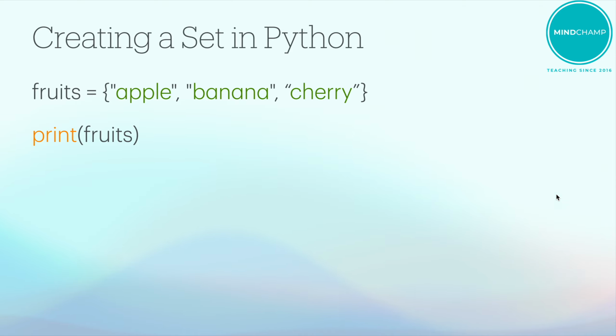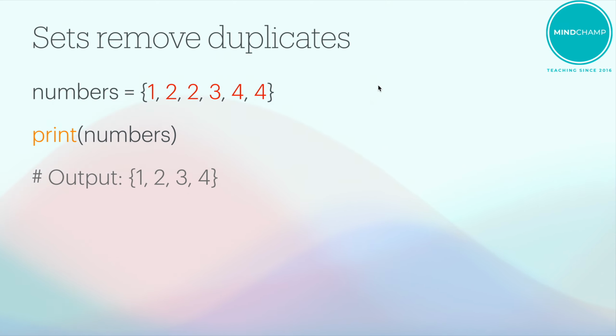Here's how you create a set in Python. Just use curly brackets and you're good to go. It's your normal list but with curly brackets. Even if you try to include duplicates, Python filters them out automatically. Notice how the duplicates 2 and 4 are no longer in the output.